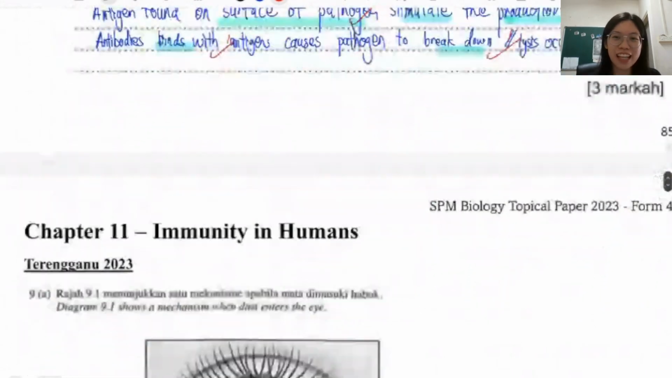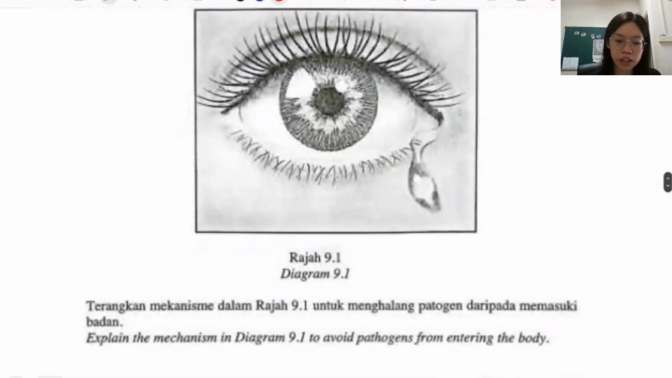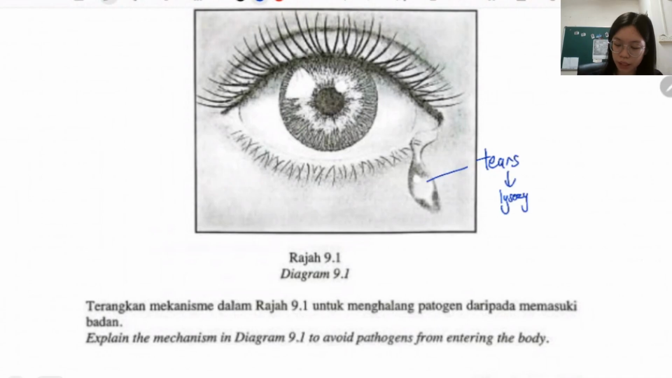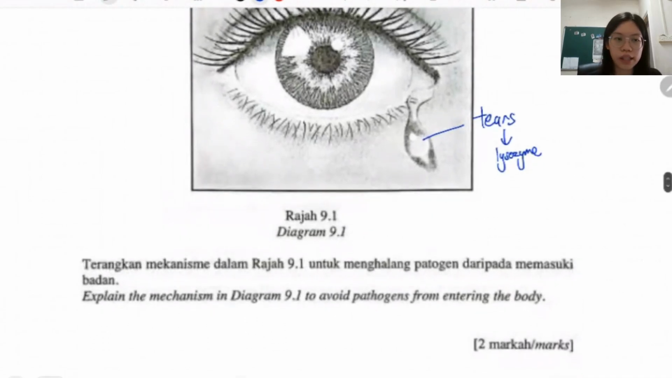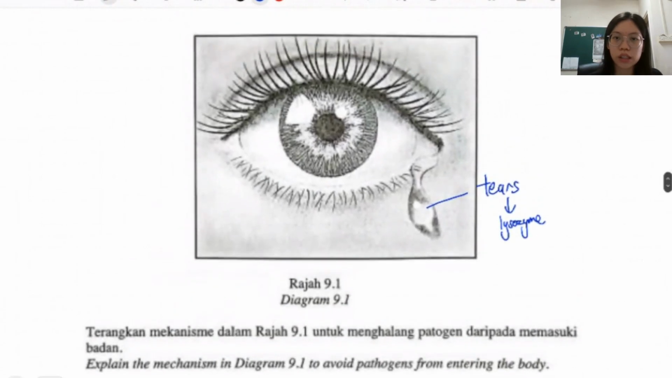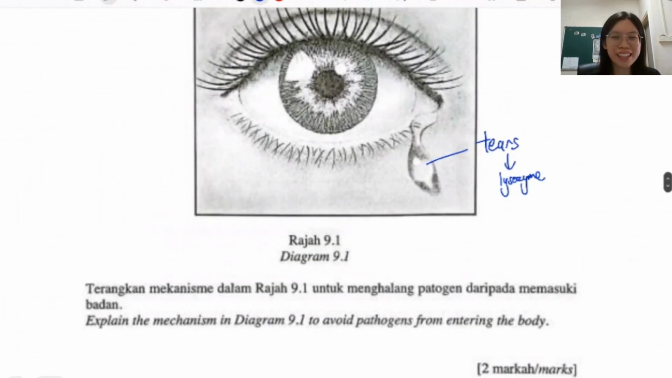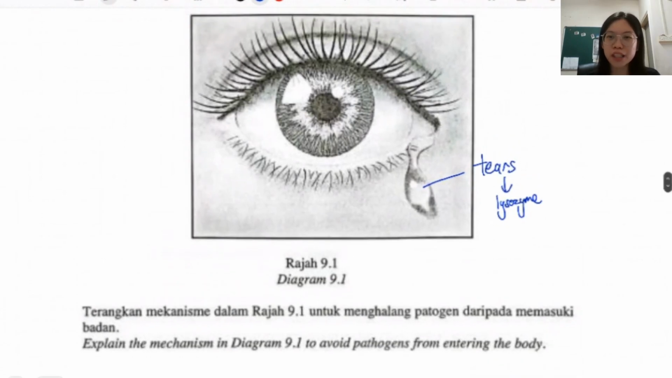So now let's take a look at this immunity in humans. You can see this person crying, okay, basically showing you these are the tears. What do the tears contain? They actually contain the lysozyme enzyme. Right? So explain the mechanism in 9.1 to avoid pathogens from entering the body. So you can see it's a very simple diagram. But a lot of students panic, don't know how to explain. Think of it in a very simple way because this is just SPM. So just try to mention what you can see.